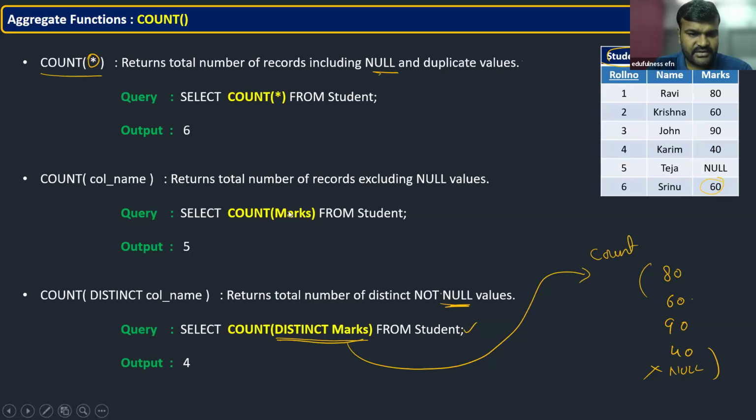When you pass individual values, not the star, if nulls are there, count is going to exclude them. With star, nulls are included, and it takes duplicates too. Duplicates are also considered there. Got the point, right? And here, duplicates are eliminated because of distinct, and then nulls are eliminated because of count. So without duplicates and nulls, it gives the total count if you apply it like this. That's all. So that is the count function.